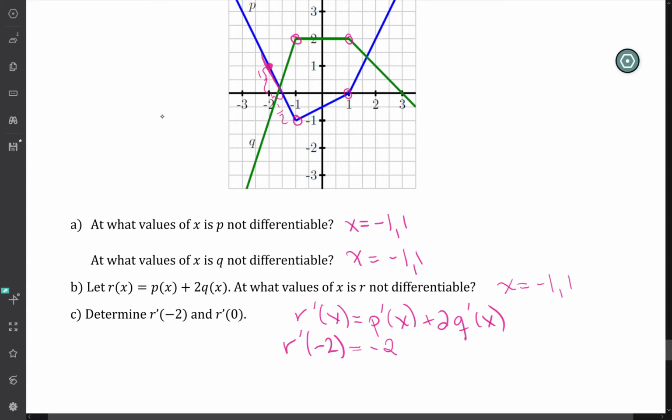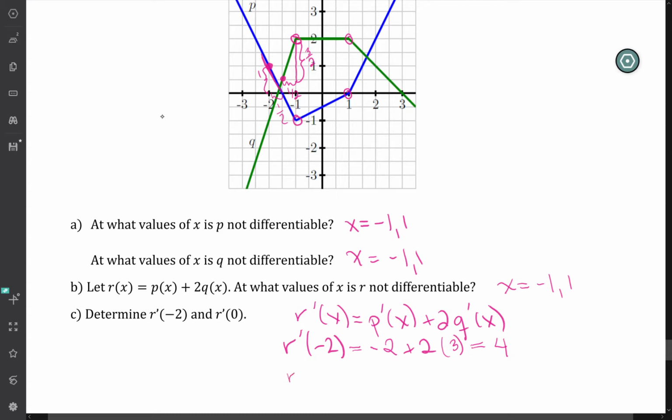And then we're going to get 2 times Q prime of x. Okay, so Q prime of x, Q is the green one. So we're looking at this point. Kind of the same idea. If we go over 1/2, we need to go up 1.5. So this is 3/2 over 1/2. And that's going to give us a slope of 3. So 6 minus 2, it looks like R prime of 2 is 4.